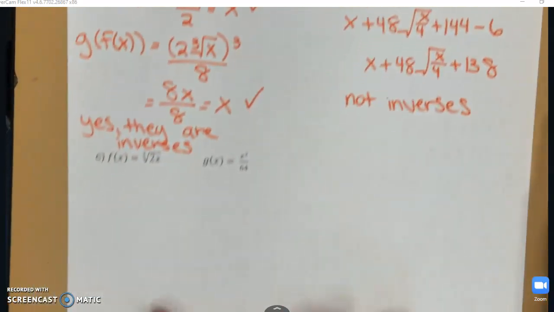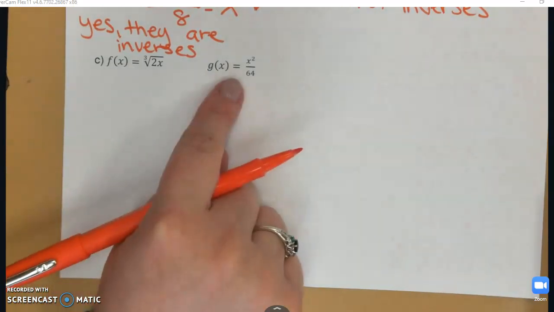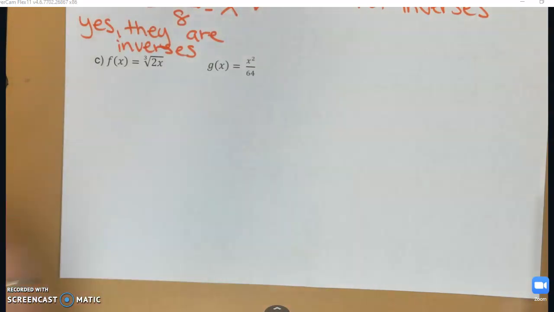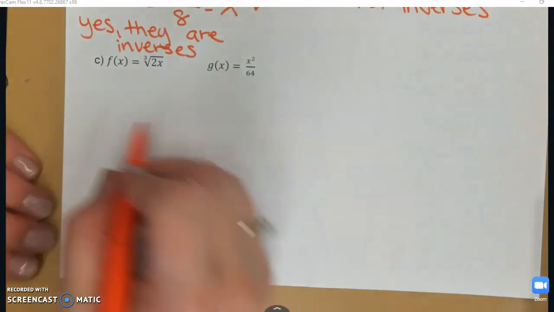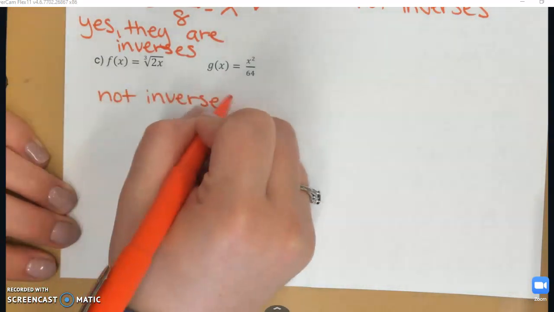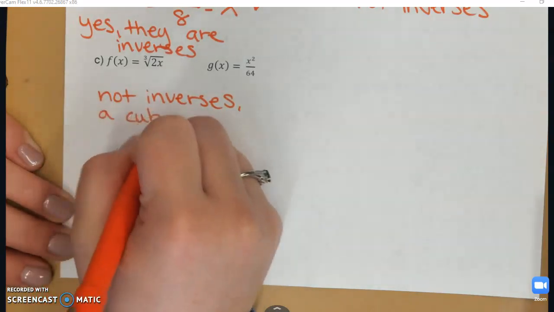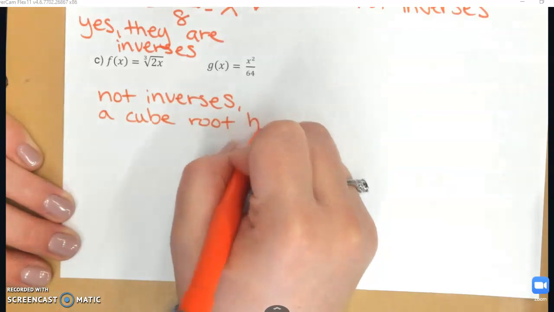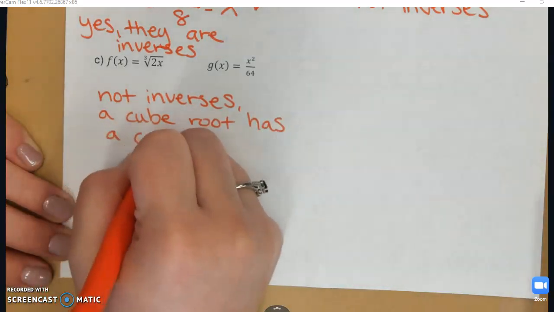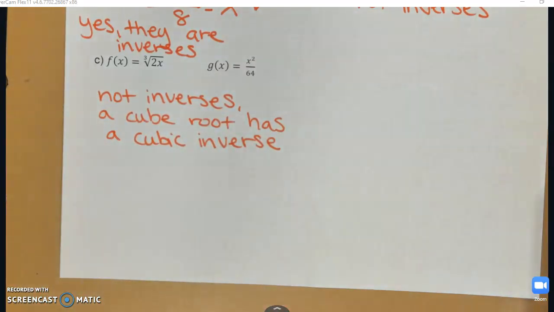All right, last one, on C, I have f and g, and f is a cube root and g is a quadratic. So I can already identify without trying to do composition that these are not going to be inverses of each other. And that is because a cube root has a cubic inverse. So I already know that these will not be inverses of each other. And that wraps up today's notes.